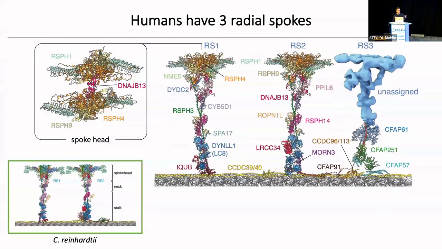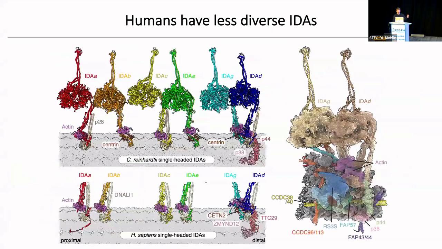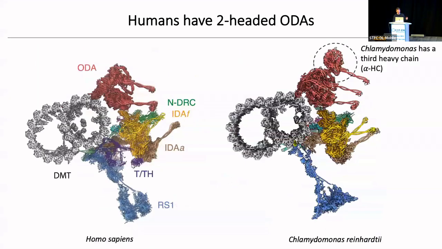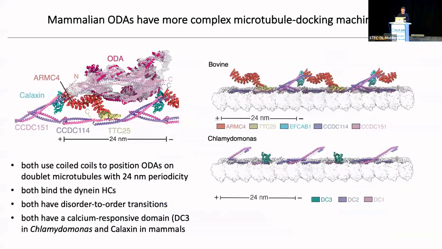And in general, humans have simpler axonemal complexes than Chlamydomonas. They have skinnier radial spokes with fewer subunits, although there is a third radial spoke which may compensate for that. Their inner dynein arms are less diverse, with fewer subunits. Their outer dynein arm is also simpler. There's really only one location where there's increased complexity in mammals, and that's the docking machinery that docks the axonemal complexes onto the doublet microtubule.